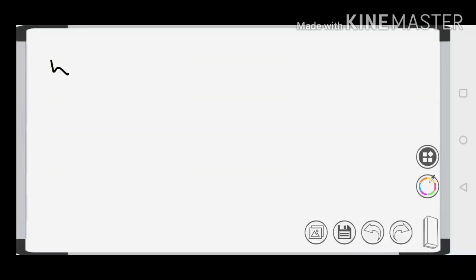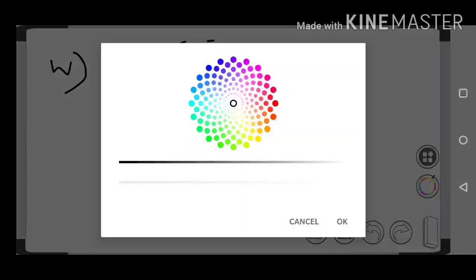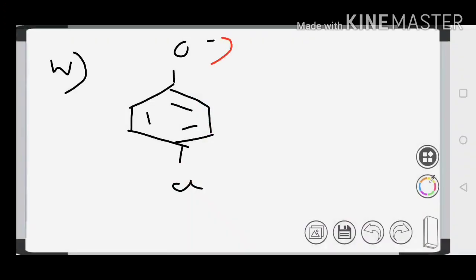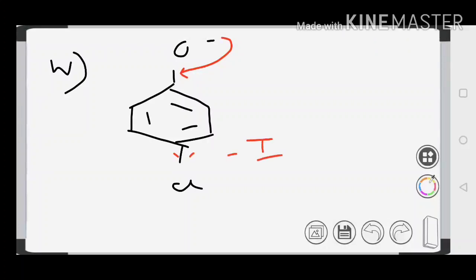Let us see the option number 4, which is W. Here similar structure, but there is Cl, no COCH3. So the negative charge wants to come back to the ring, and the Cl obviously can drag the electron towards itself, making the ring electron deficient, which can drag the electron from the oxygen. That's very good, but it's not as strong as the previous 3 cases.